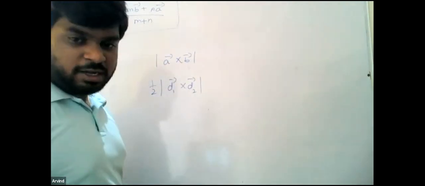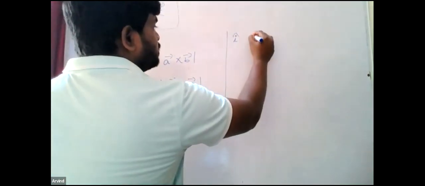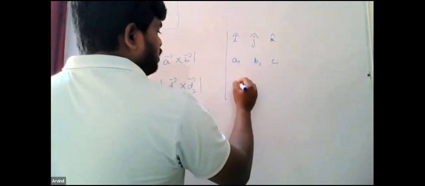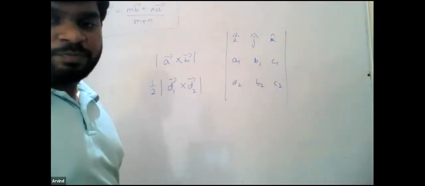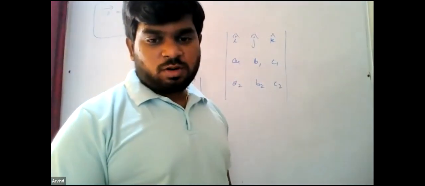First find A cross B. You know how to find A cross B, right? Determinant of I cap, J cap, K cap, A1, B1, C1, A2, B2, C2. Substitute the values, you will get a vector. Take the modulus of that vector, and you will get the area.